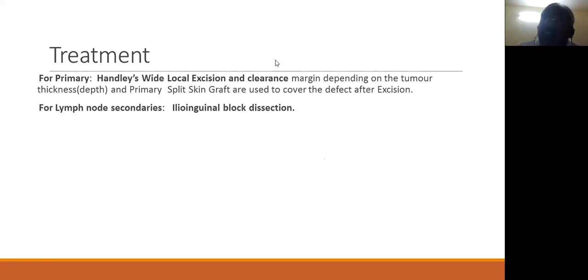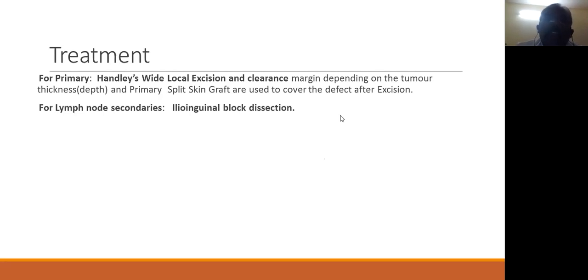Where can microsatellites be located? It can be located in the reticular dermis, in the fat or the panniculus, or in the microvasculature beneath the principal invasive tumor. The most important thing is it should be separated from it by at least 0.3 millimeter of normal tissue. All right, that is one.